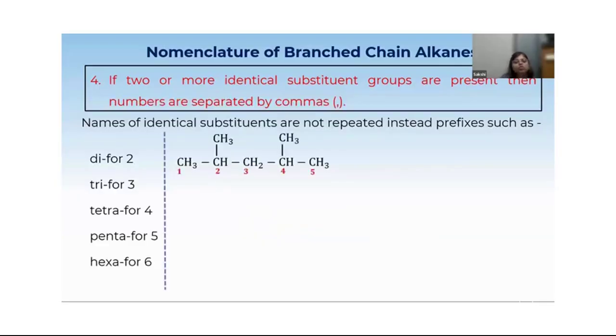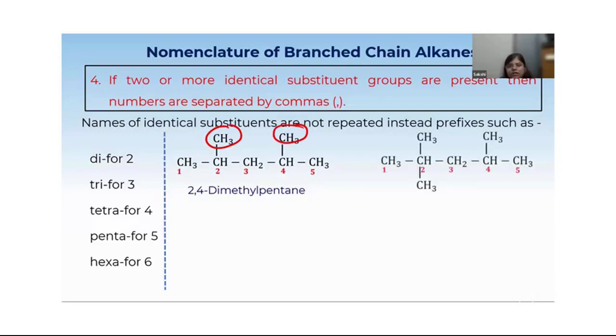Let's see. So see, we have numbered it according to the longest chain and we have given the lowest locant rule as well. Now here we have two methyl groups, right? So how are we going to name it? So we are going to name it 2,2-dimethylpentane. Okay, 2,4, sorry. 2,4-dimethylpentane. Okay. Here, what are we going to do? Here we are going to name it 2,2,4-trimethylpentane.